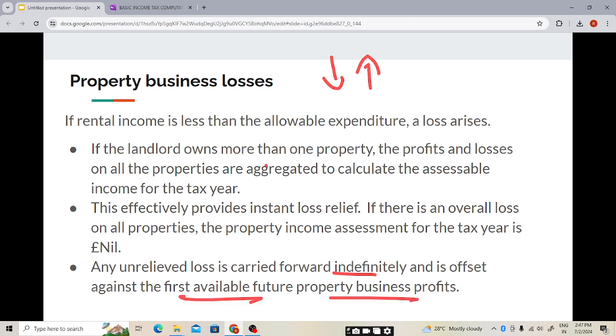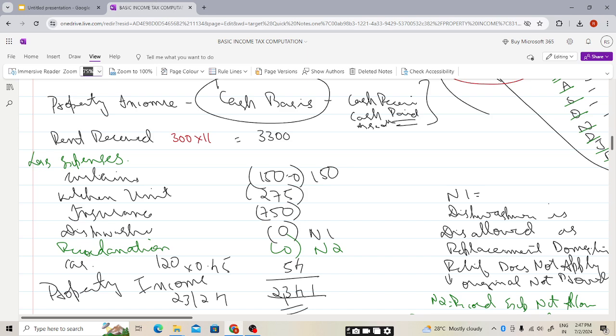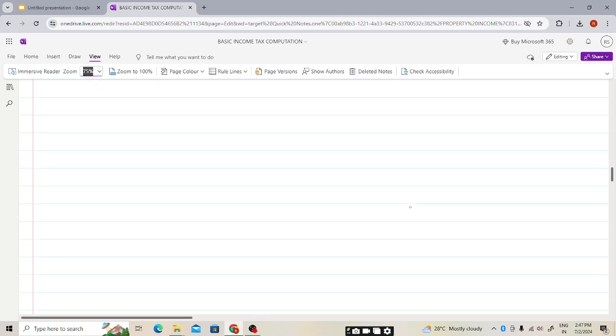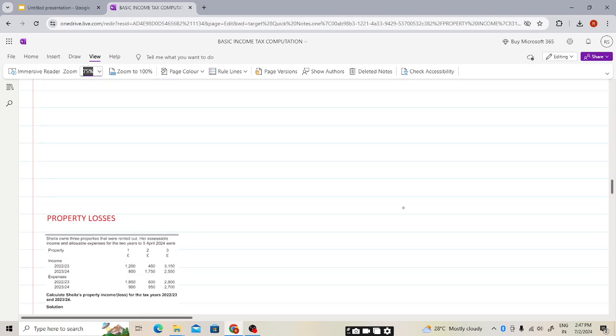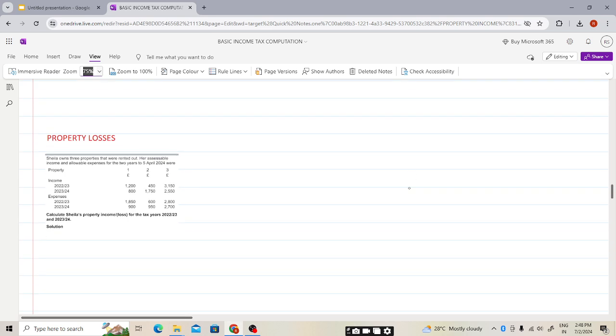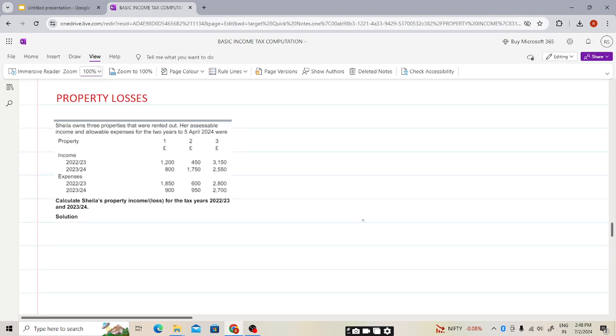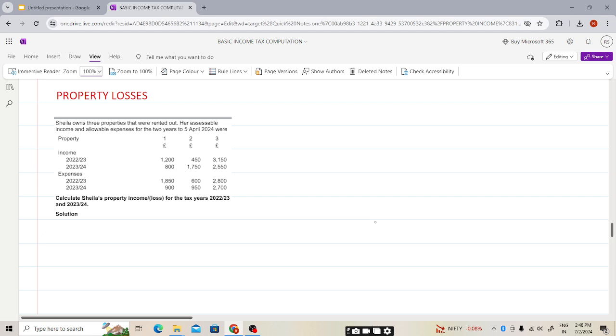Clear with this? Now we'll do a question so that we will have a good grip on this topic also. This topic, the property loss, is very important, as you can get a question including both the property losses and trading losses. So let's start with this, students. Now we'll not consider the name of the person, we'll take X only, because in each question we have taken X only.